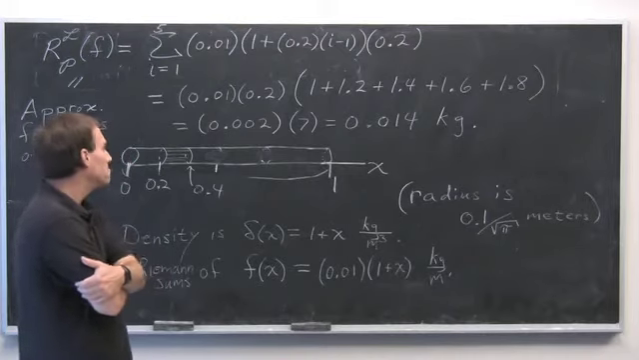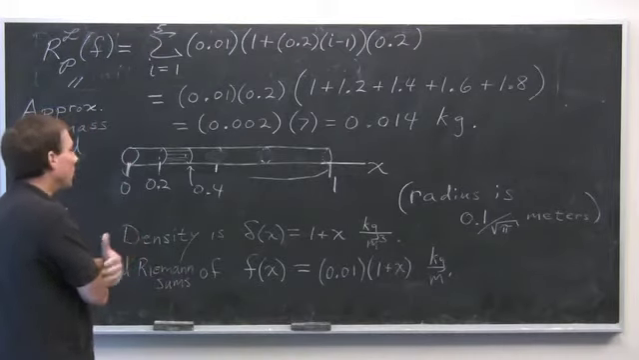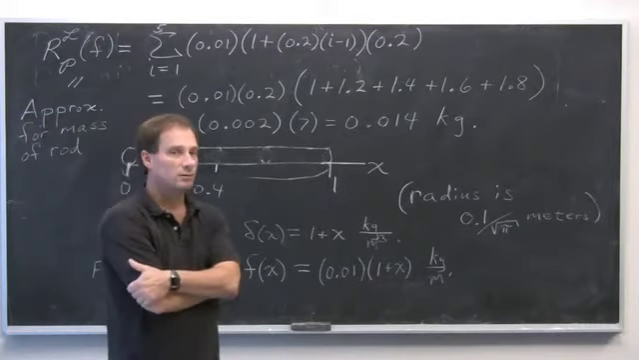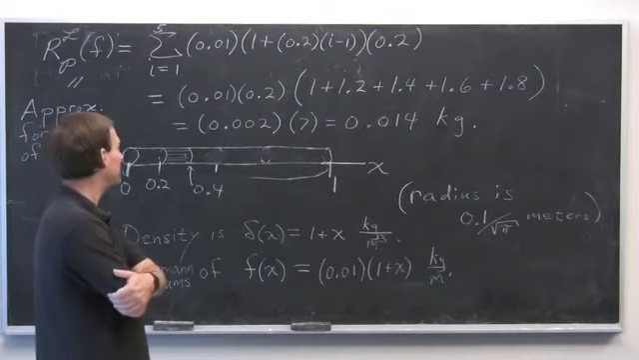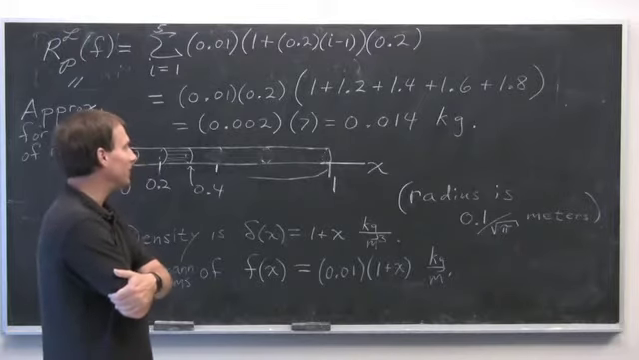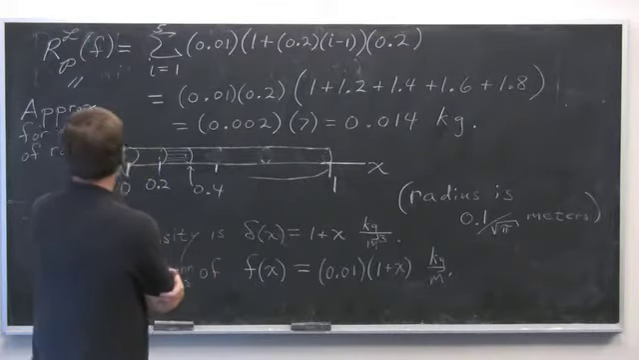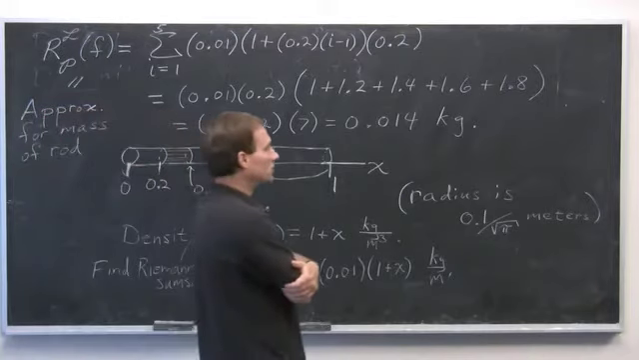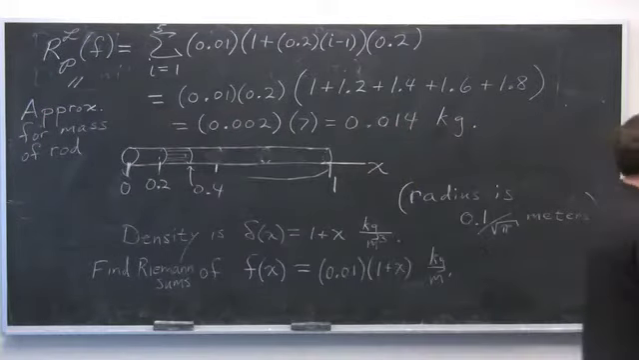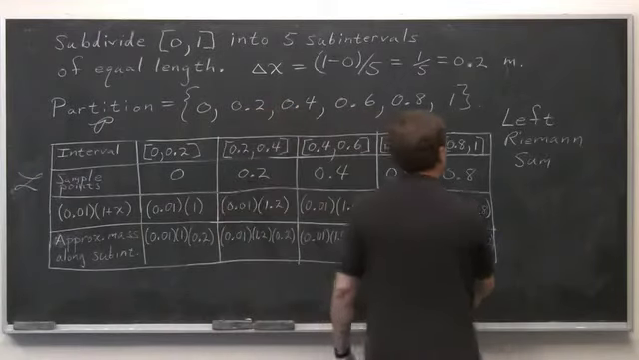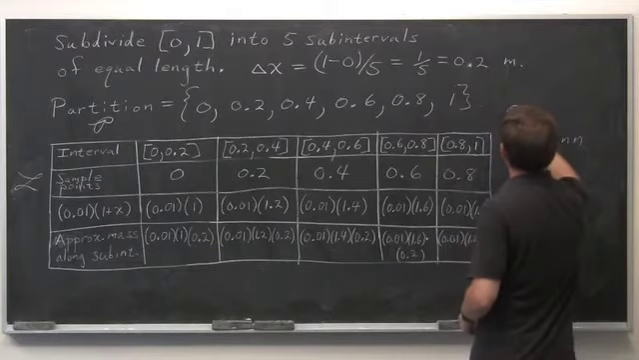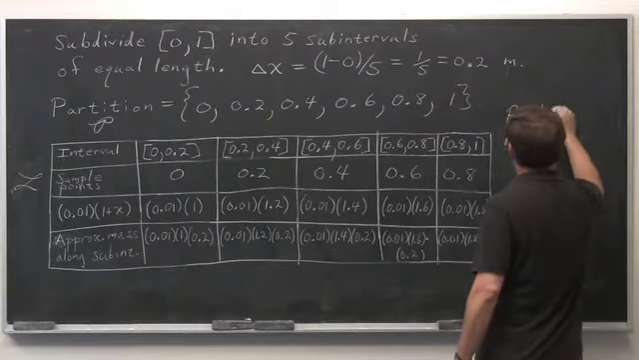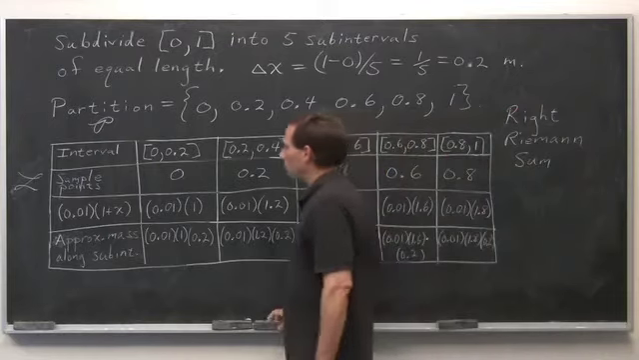Okay. How good is it? Hard to say, although we will try to calculate the exact mass in a minute. Okay, that's what we get for the left Riemann sum. What would have changed had we used a right Riemann sum? So that would mean you'd use the right endpoints of the subintervals as sample points.